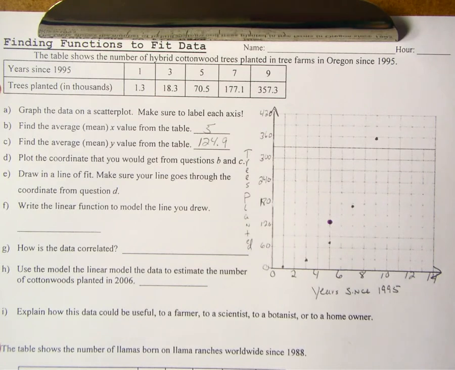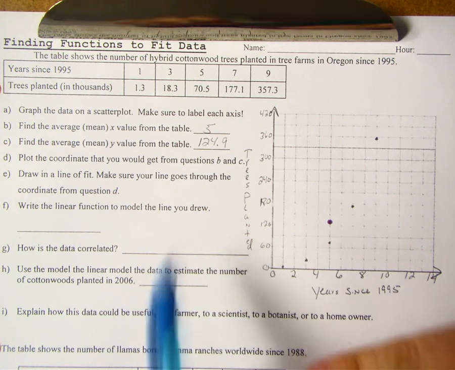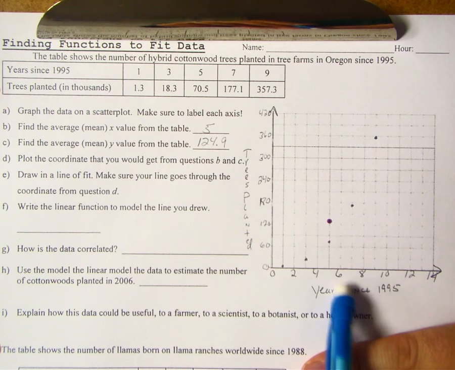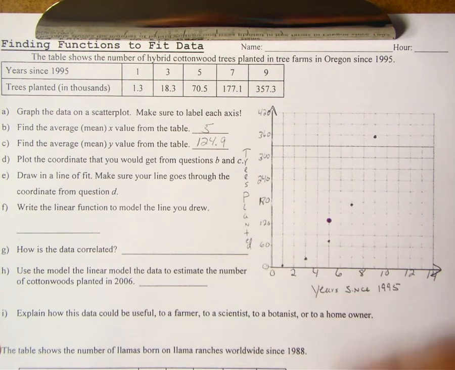Alright, in this video we are going to talk about creating scatter plots, and even more specifically we're going to talk about drawing a line of fit to match our situation. So if you take a look, this is what we worked on the other day with getting these scatter plots all set, and I want to draw your attention to a couple of things.